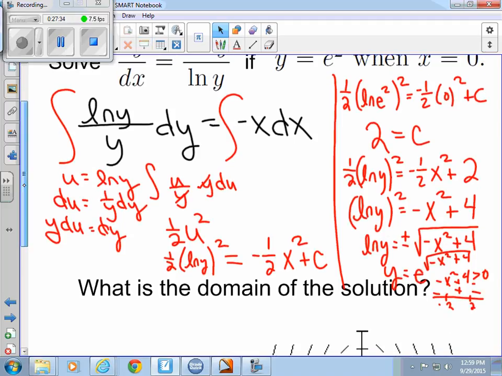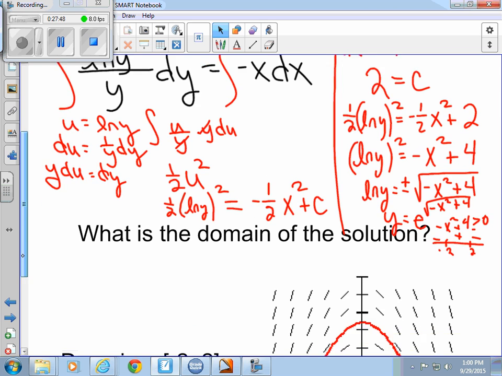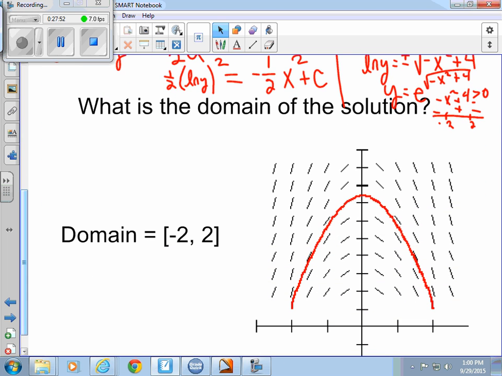So with the other one, it connected with the area with the graph. How does this connect to real world? You'll see tomorrow. We'll do real world problems. Negative 2 to 2 is the domain.